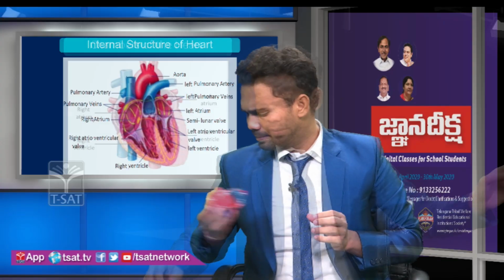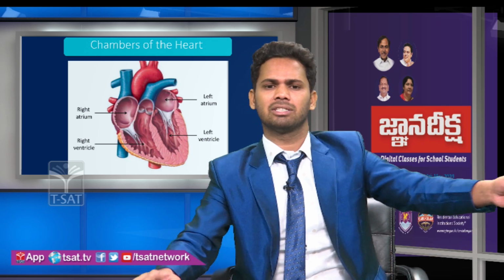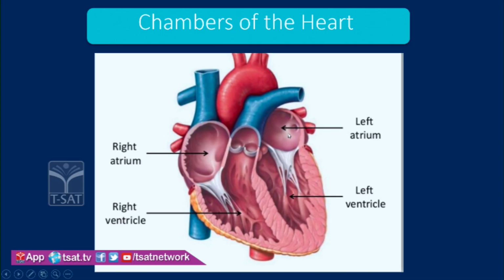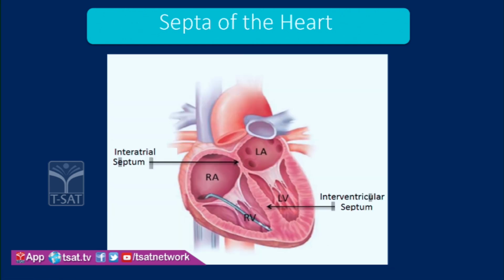Here particularly I am showing the 4 chambers of the heart. Right atrium, left atrium. Right atrium in the sense of right auricle, left atrium in the sense of left auricle. This is right ventricle, left ventricle. Deoxygenated blood, oxygenated blood. Here you can see a deep groove-like structure which is called septum. This septum is separating right side chambers from left side chambers.